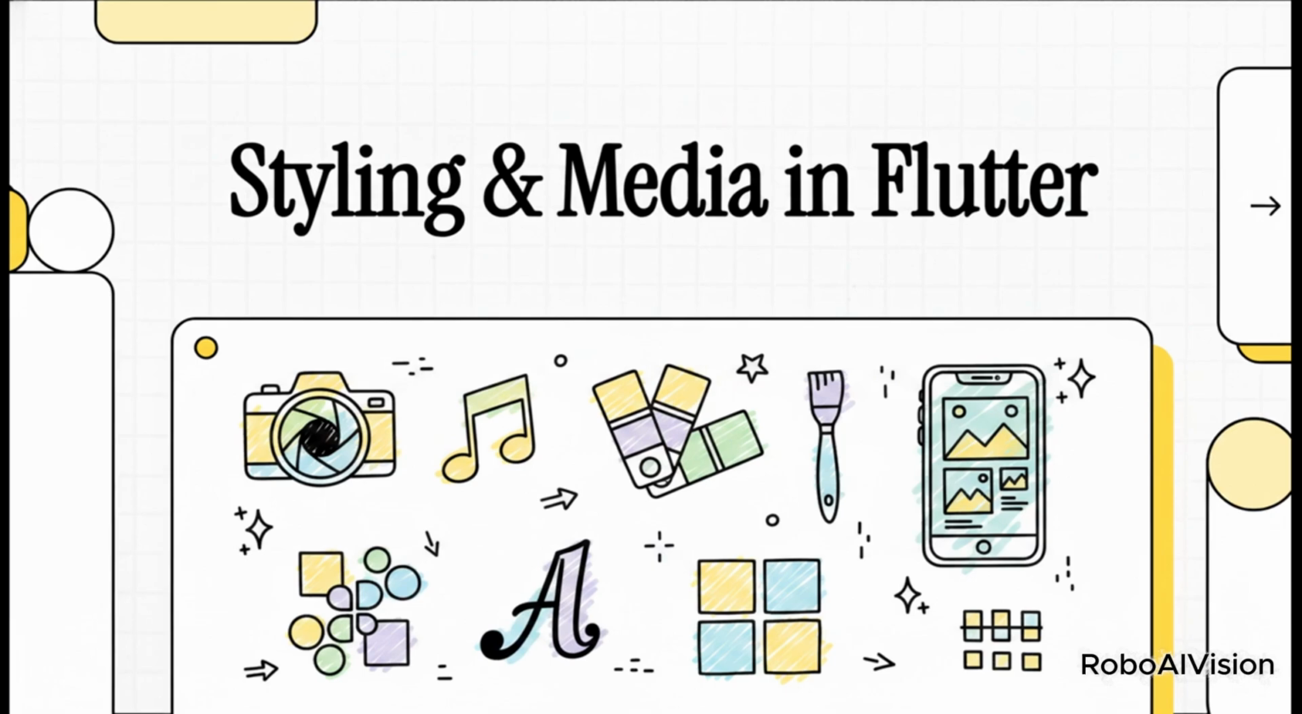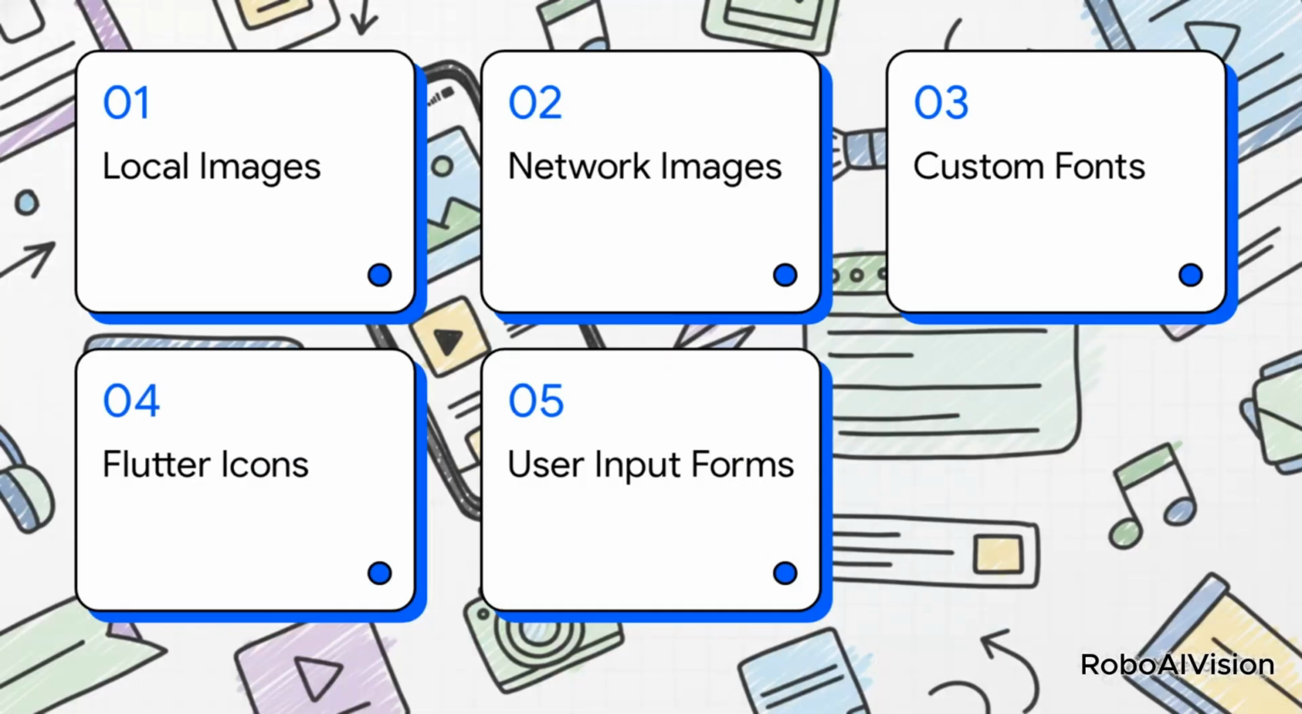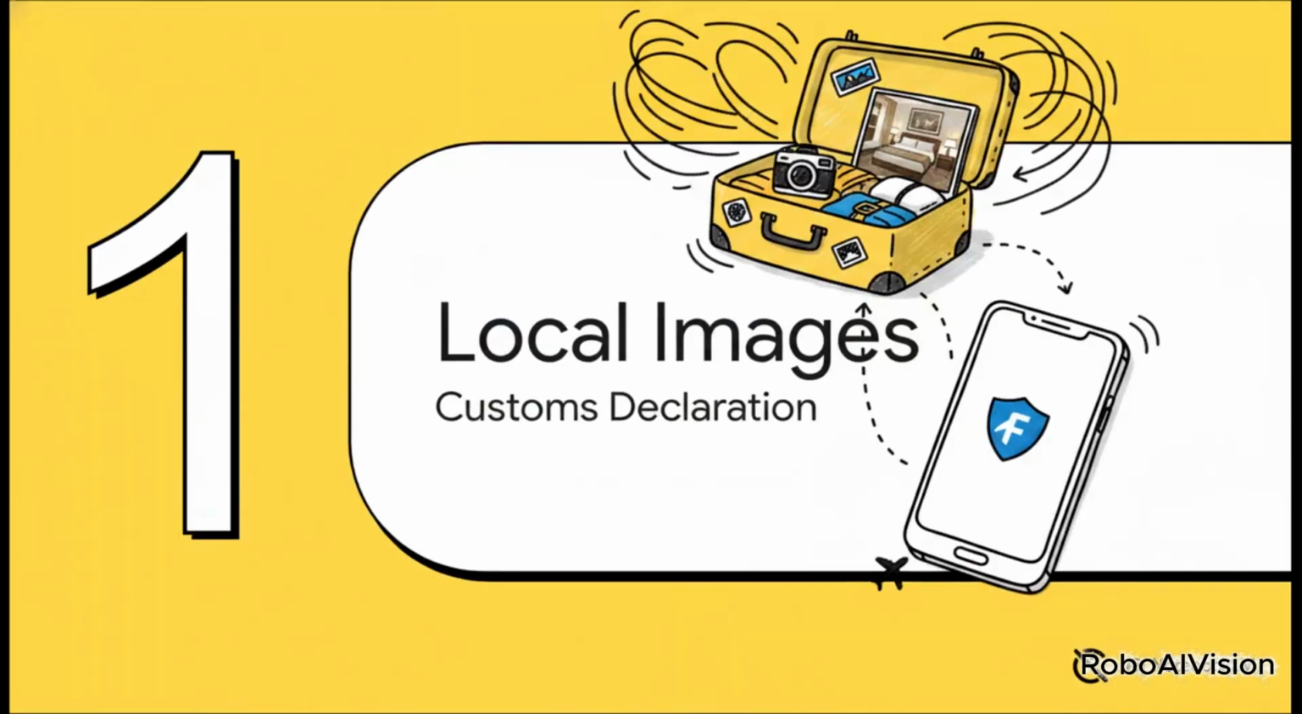Let's get into it. Okay, here is our renovation blueprint for today. We'll start with local images and the customs form, then move to network images, which we'll call the Amazon delivery. After that, custom fonts and typography, followed by Flutter icons, and we'll wrap up with designing user input forms. All right, let's kick things off with part 1, local images and the customs declaration.